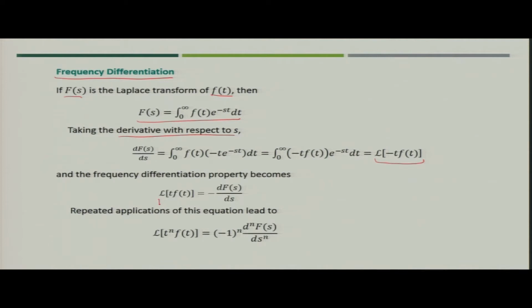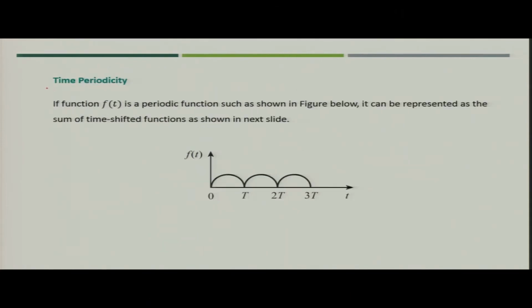So, what you can write is that the Laplace transform of t f(t) is nothing but equal to minus of the differentiation of the Laplace transform F(s) with respect to s. More generically, if you are taking the Laplace transform of t to the power n f(t), its Laplace transform would be (-1)^n d^n F(s)/ds^n. So, this expression will give you the frequency differentiation property.